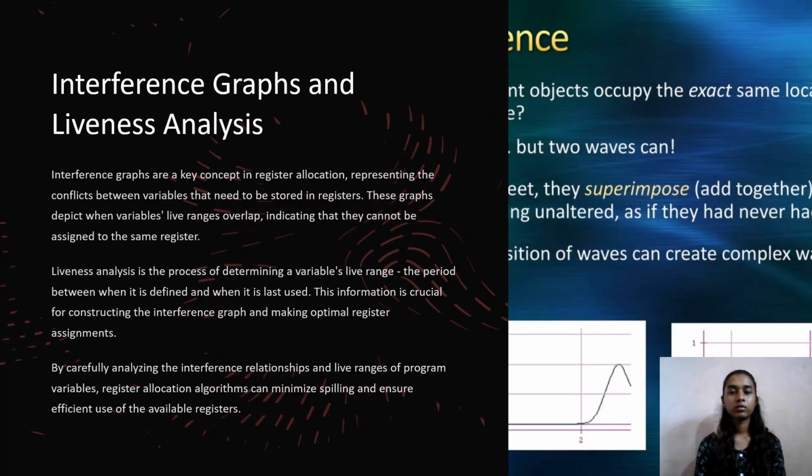critical code paths. Interference graph and liveness analysis. Interference graphs are a key concept in register allocation, representing the conflicts between variables that need to be stored in registers. These graphs depict when variables' live ranges overlap, indicating that they cannot be assigned to the same register. Liveness analysis is a process of determining a variable's live range, the period between when it is defined and when it is last used. This information is crucial for constructing the interference graph and making optimal register assignments. By carefully analyzing the interference relationships and live ranges of program variables, register allocation algorithms can minimize spilling and ensure efficient use of the available registers.